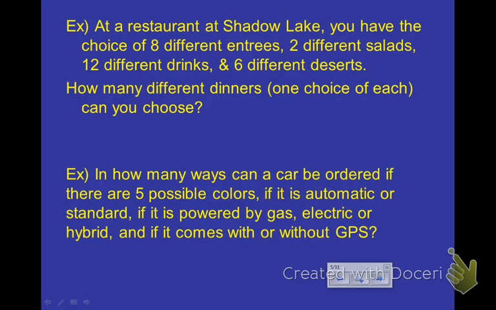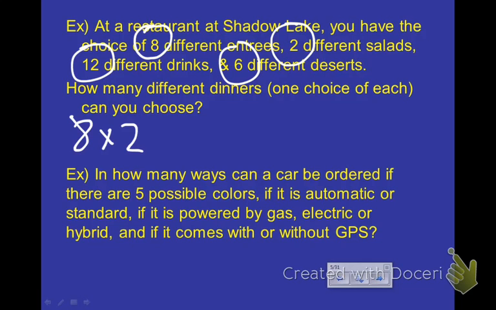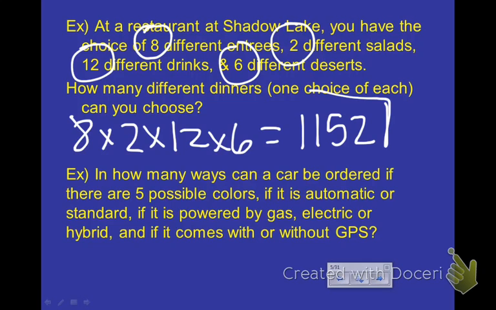And when you're done, you'd come back and we look at a restaurant at Shadow Lake. You have the choice of 8 different entrees, 2 different salads, 12 different drinks, and 6 different choices. How many different dinners, if I take one of each of those for my dinner, can I choose? Well, what I like to do is circle those actual numbers. Okay, what numbers do I have? Here's the 4 numbers I've got. And what do I do with them? I multiply them. 8 times 2 times 12 times 6. And multiply those together, we get 1,152 exactly, different dinners to choose from at that one restaurant.